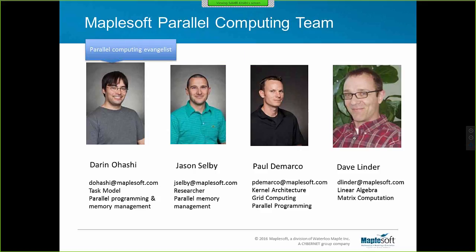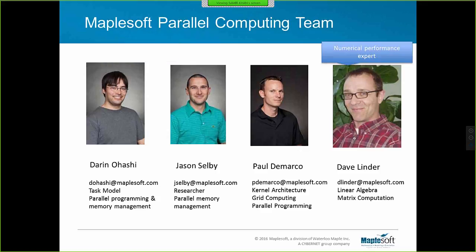Darren Ohashi developed our task programming interface and co-developed the parallel memory management system. He's also our technology evangelist for parallel computing and helps our users understand the potentials and limitations of this technology through journalism and blogging.